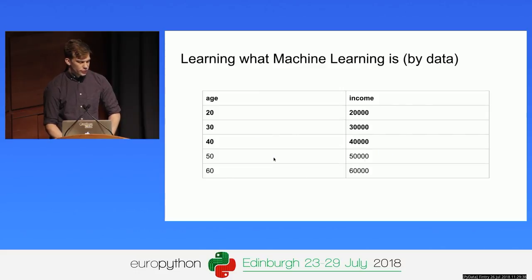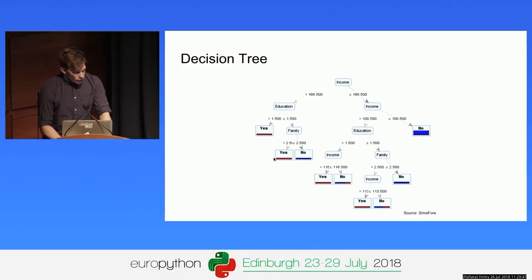So actually, the interesting thing is, of course, what would it do for numbers that it hasn't seen? In this case, if you say 70, it will predict 70,000, obviously. OK, so this was a numerical example.